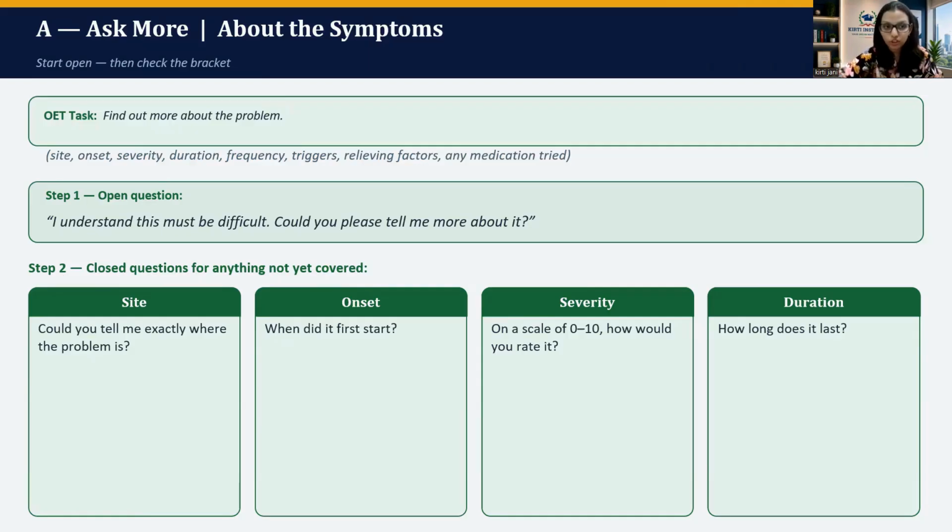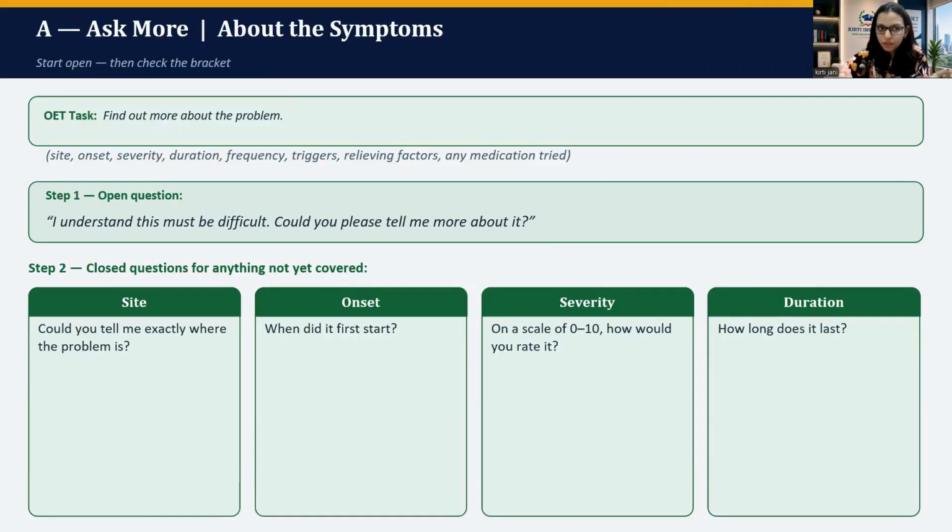And how do you approach this task? First of all, you should ask an open-ended question and let the patient tell you the whole story. As we have seen in the assessment criteria, you need to ask an open-ended question and then appropriately move to closed-ended questions. So for this kind of task, you may ask, could you please tell me a bit more about your symptoms, or whatever the problem is? And then you listen carefully.